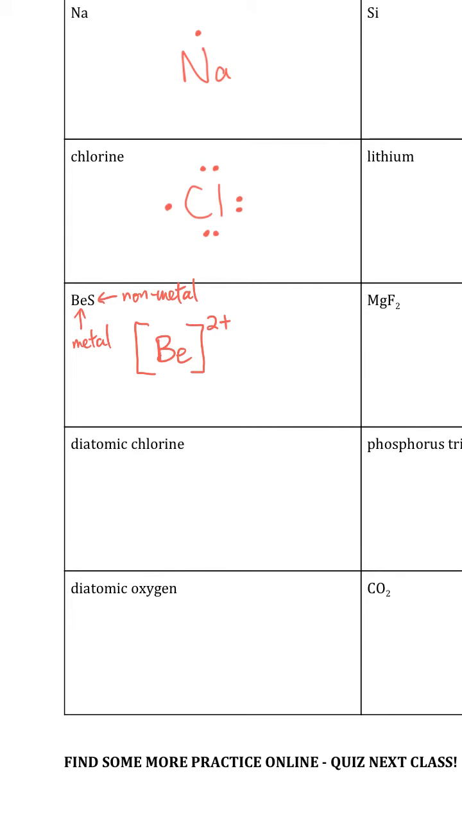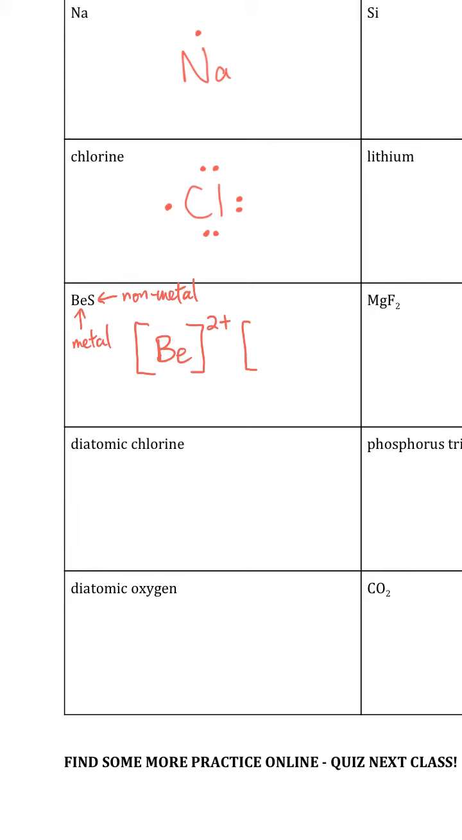So the ratio is 1 to 1, so there is no coefficient before the Be or the S. For the sulfur, we're just going to draw another square bracket. During the process of creating this compound, beryllium, as indicated by the 2 plus, gave up its 2 valence electrons. That's why when we draw the symbol Be, we didn't put any electrons around it. It's given those 2 up.